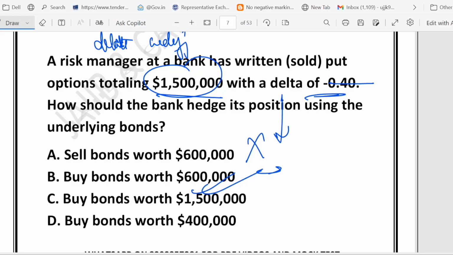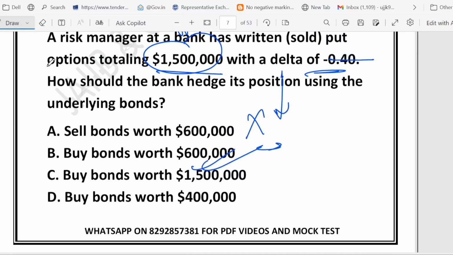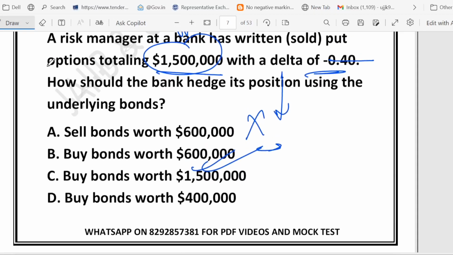Let me explain this put position. You can think of a put position as owing someone $600 every time the price rises slightly, which means you lose when the price rises. To stop losing, you take the opposite side. You buy something that gains $600 when the price rises. That cancels the loss.